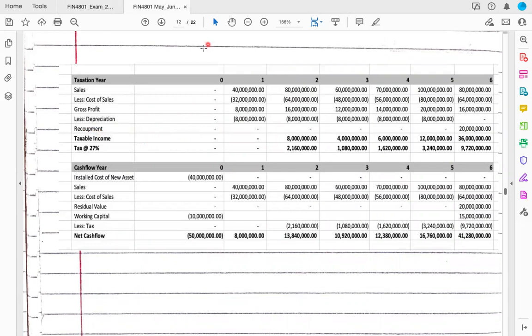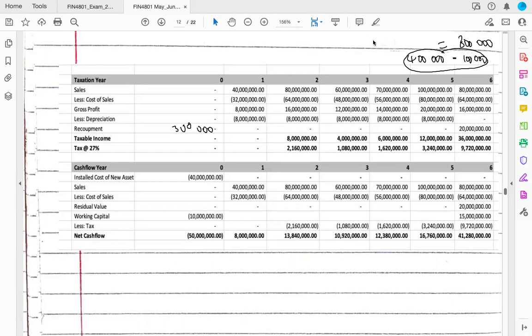For example, if our book value was 0 and we could sell the asset for 200,000, then our recoupment would be 200,000 minus 0, and we would put 200,000 here. We would be getting some income from selling an existing asset. Likewise, if the market value we can sell the asset for was 400,000 and its current book value was 100,000, we would say 400,000 minus 100,000, giving us a profit of 300,000, which would then need to be taxed. So we would put that as our recoupment.